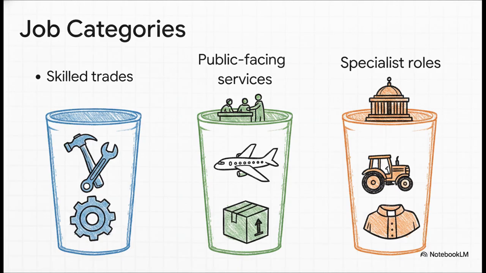And third, public sector or specialist roles, which is a bucket that covers everything from a civil servant doing government administration to a priest performing ceremonies, all the way to a farmer raising crops. By just taking a job title and placing it into one of these 3 buckets in your mind, you have literally done half the work of remembering what it means.